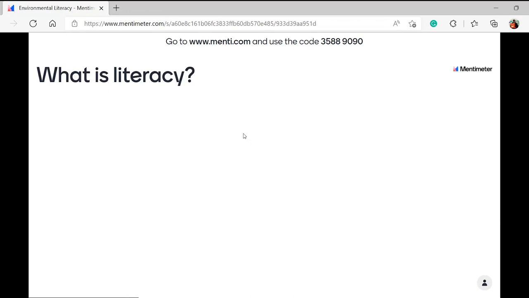Now the question is, coming to the topic, what is literacy? How do you define literacy? When we talk about environmental literacy, let's discuss the word literacy. How do you define it? Knowledge? Knowledge about anything? Yes.